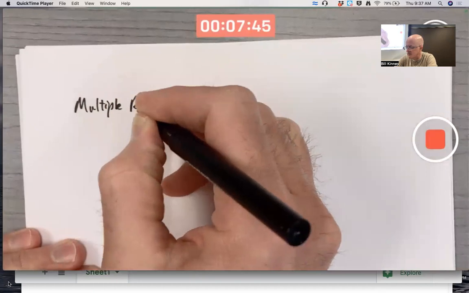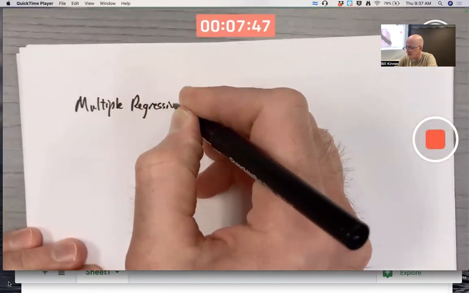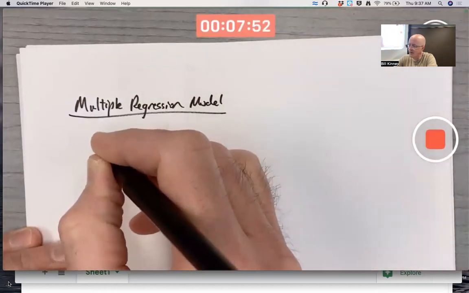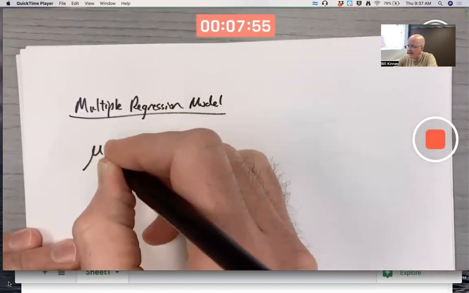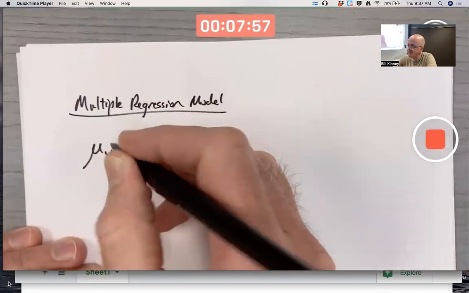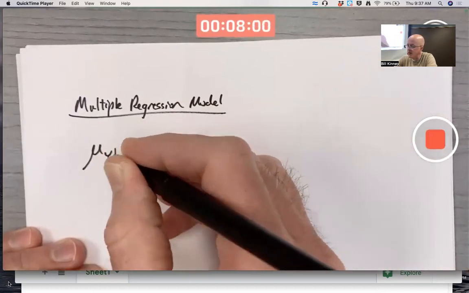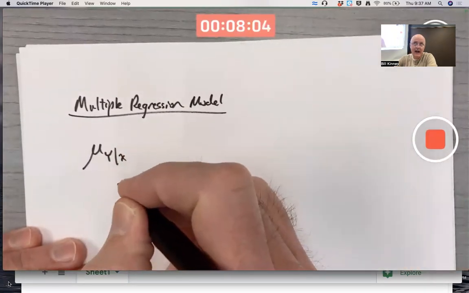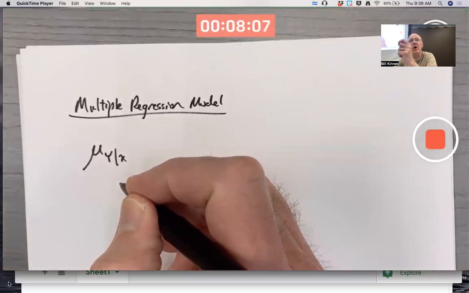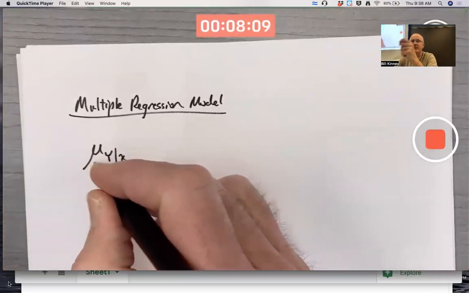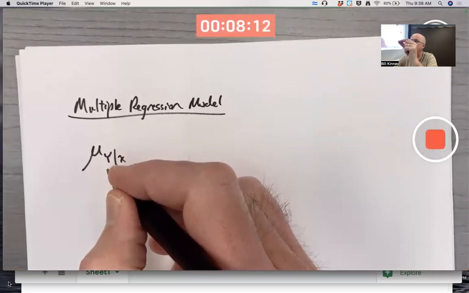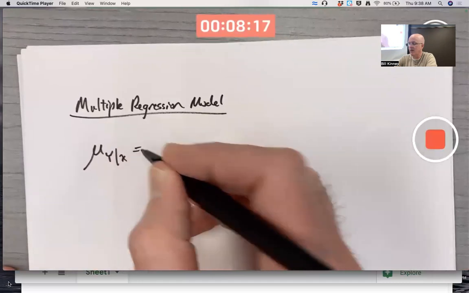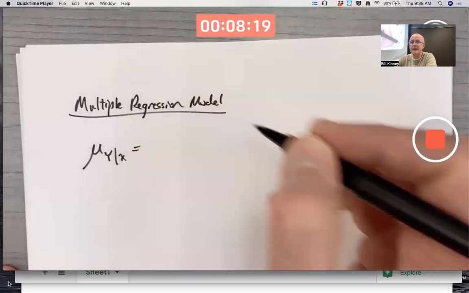Multiple regression model. Write it first in terms of the theoretical mean. Mu of y given x, meaning for a given x value, assumed to be known, what is the mean of the corresponding y's? Remember, y is going to be the price of the home. We are going to assume this is a linear regression model.